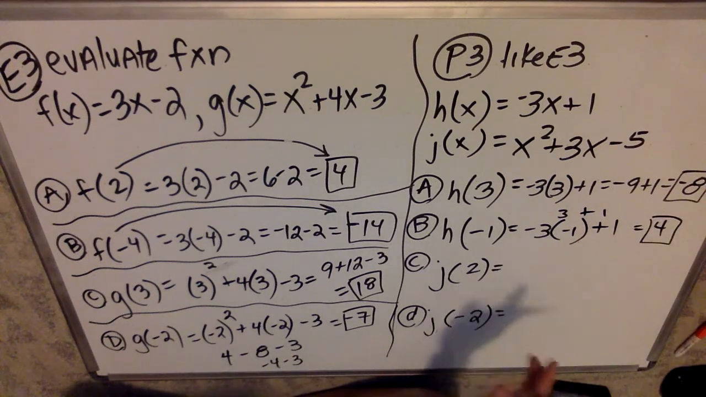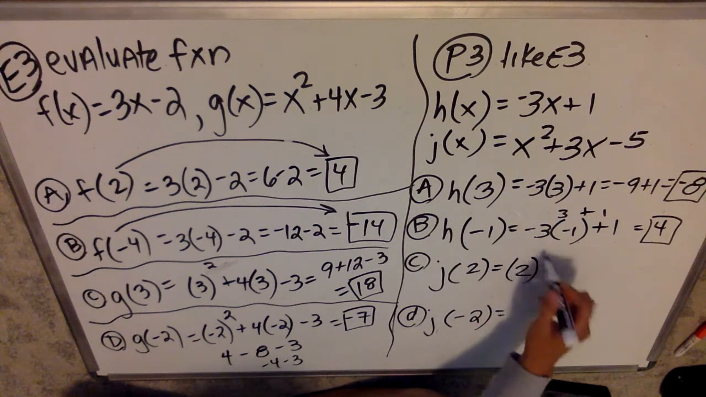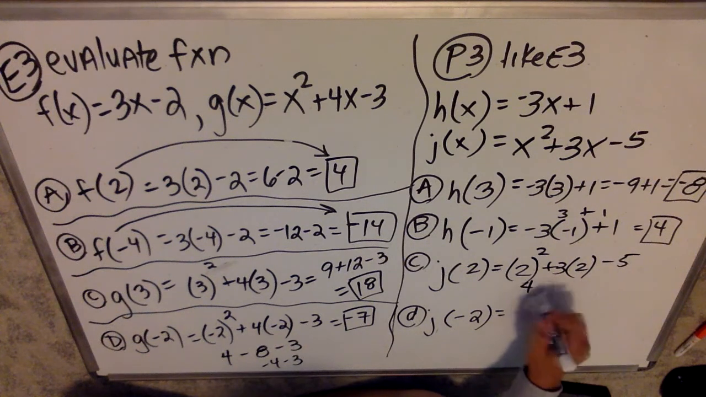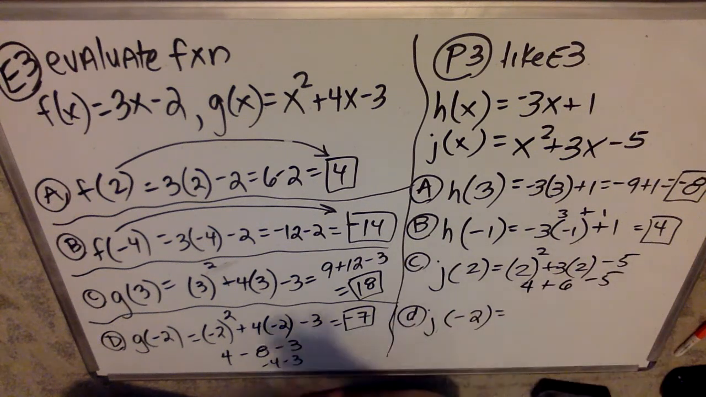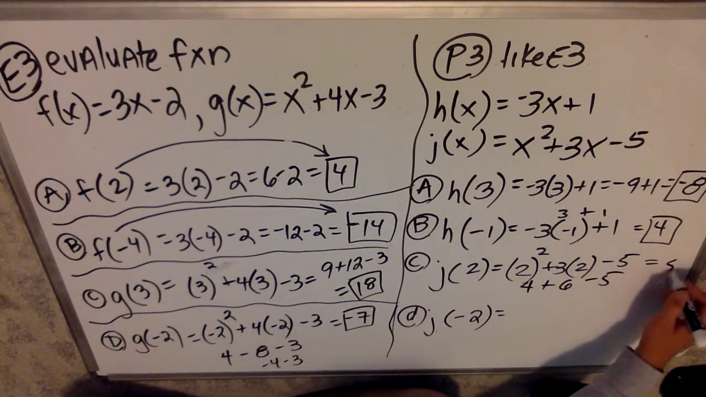Now, for j, I have two x's, the same way I did before, right? So I'm going to have to be careful. I have this 2 quantity squared plus 3 times 2 minus 5. Well, that's 4 plus 6 minus 5. Since for addition and subtraction, they're on the same level, we work left to right. I'm going to get 10 minus 5, which is a 5.